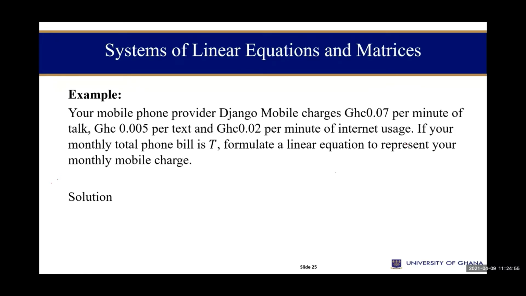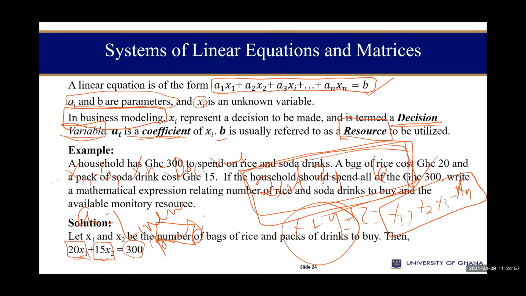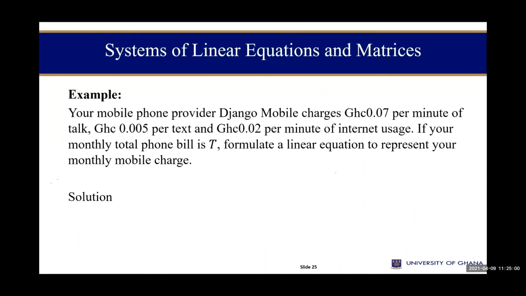So let's see this another problem. Your mobile phone provider Django, we are doing modeling, so I need you to take your time in this modeling process. Your mobile phone provider Django charges you 0.07 per minute of talk, 0.005 per text, and 0.02 per minute of internet usage. If your monthly total phone bill is T, formulate a linear equation to represent your monthly mobile bill.